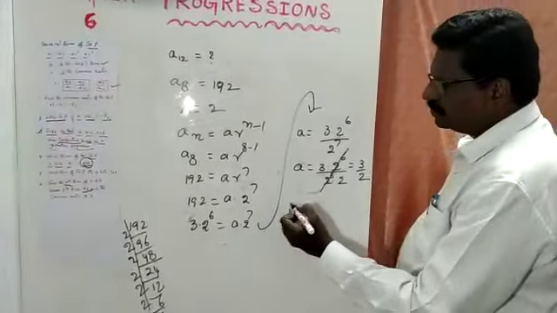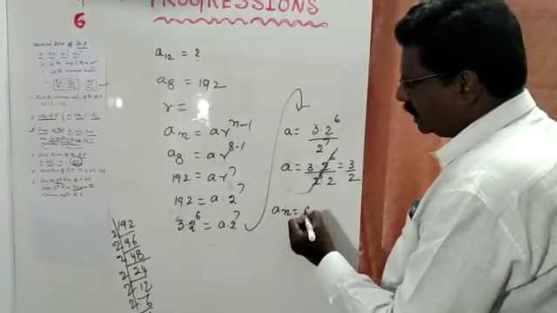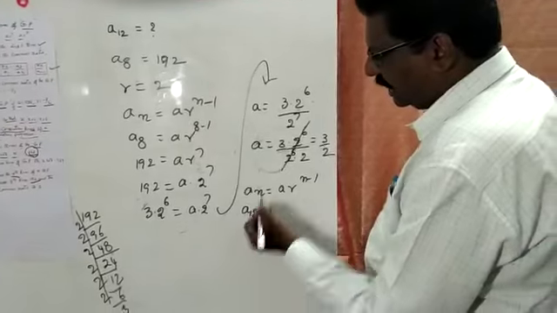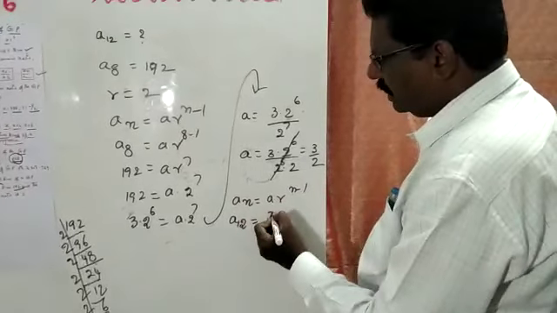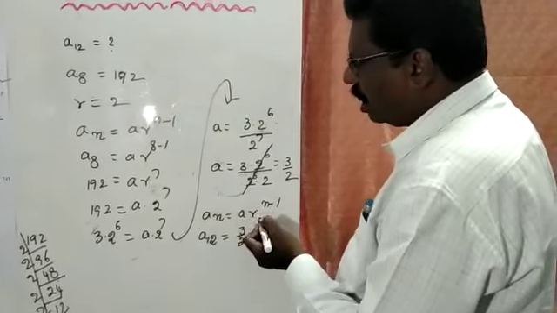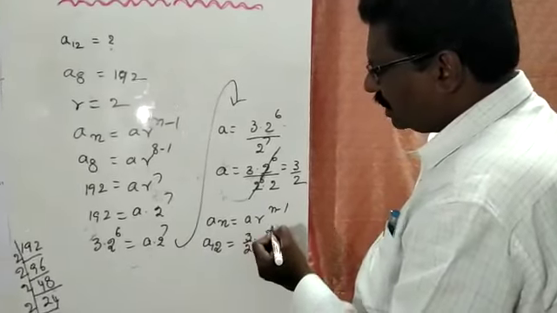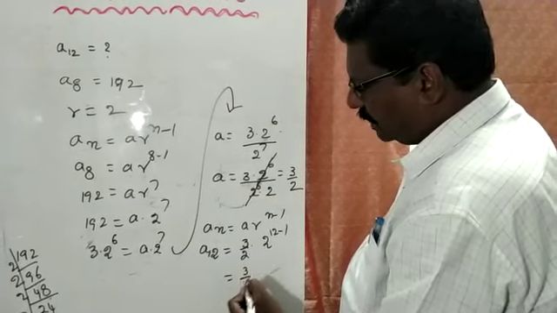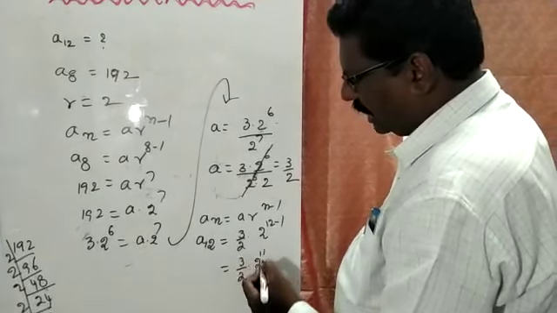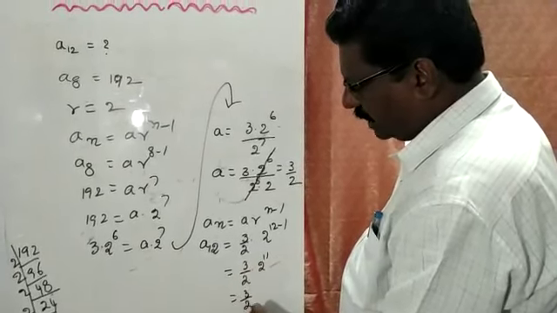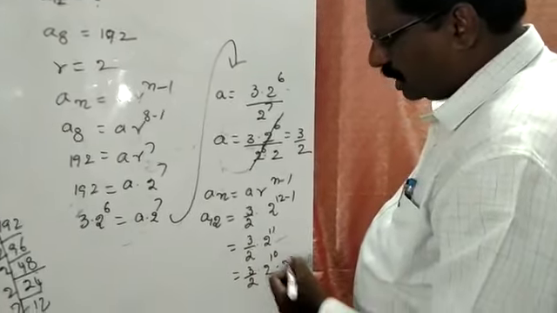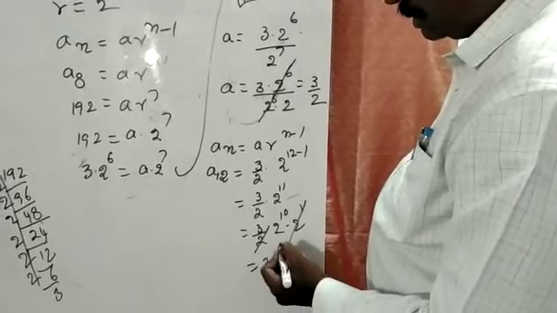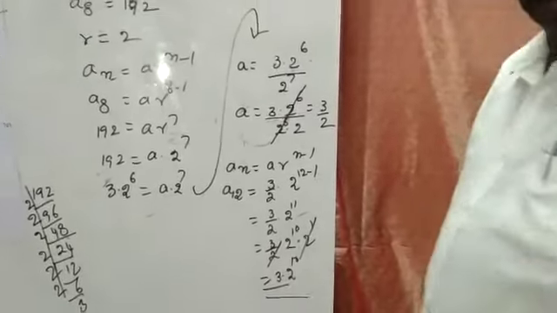Then you find a12. I am writing here, an is equal to a into r to the power of n minus 1. You need a12. That is equal to a, which is 3 by 2, into r, which is 2, to the power 12 minus 1. Again 3 by 2 into 2 to the power 11. Again 3 by 2 into 2 to the power of 10 into 2, you have to write this. So 2 cancels, that is equal to 3 into 2 to the power 10. This is the 12th term.